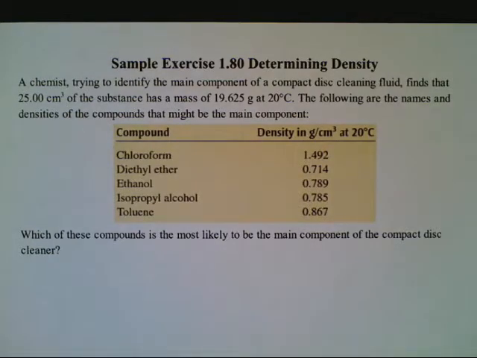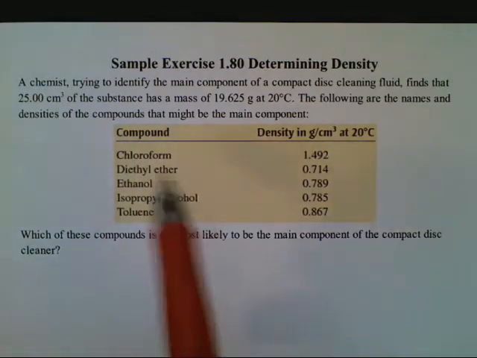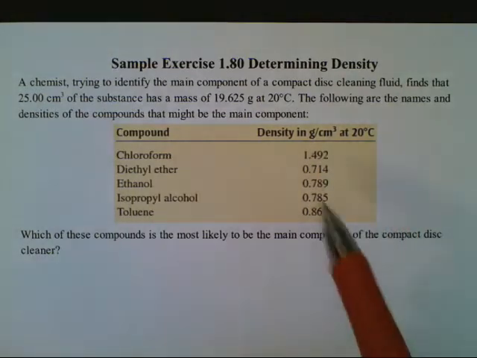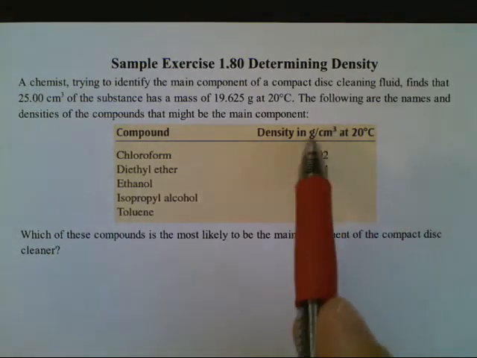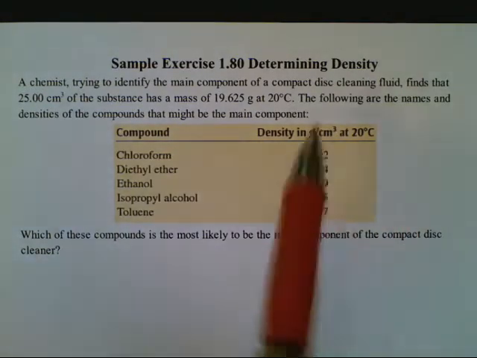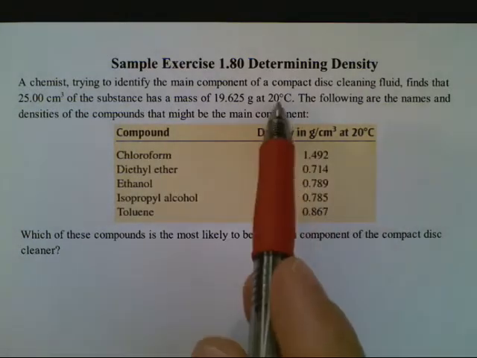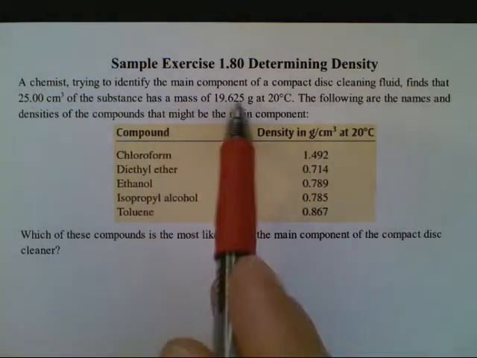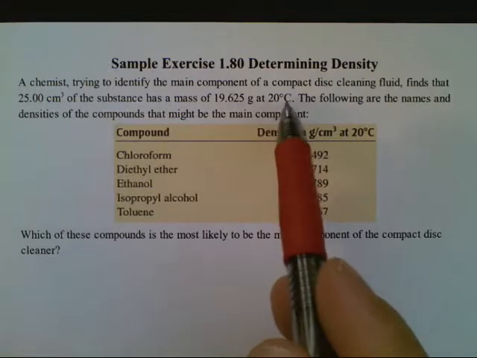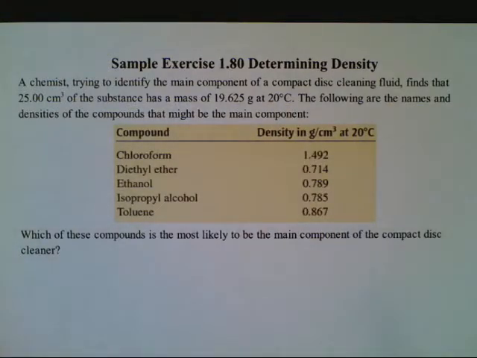The following are the names and densities of the compounds that might be the main component. And so we have things that may be this main component, and we've given you their correct and accurate densities in grams per cubic centimeter at 20 degrees Celsius. Again, it's going to be very important because these are the units and the situation that's given by the question. So we're going to be using this information here.